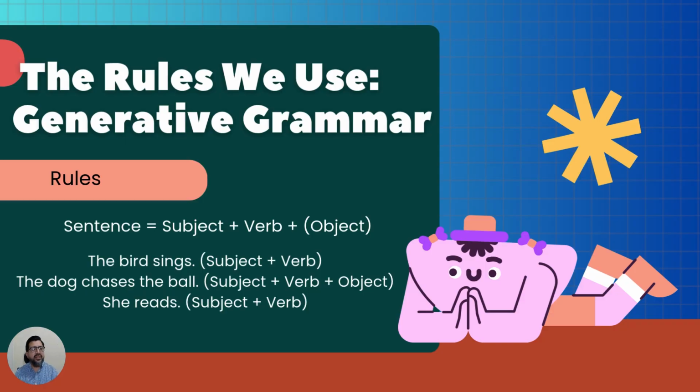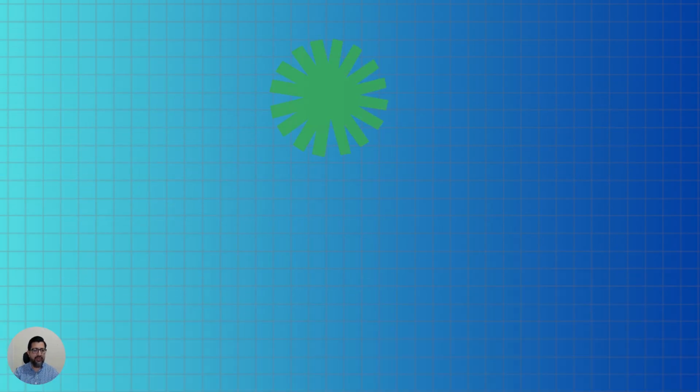The first sentence says, the bird sings. We have a subject, which is the bird, and a verb, which is sings. Then we have, the dog chases the ball. The subject is the dog, chases is the verb, and the object is the ball. And finally, we have a sentence that says, she reads. So we have a subject and also a verb. Let's move on.